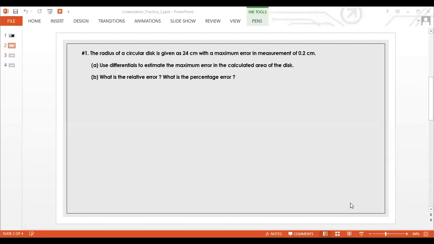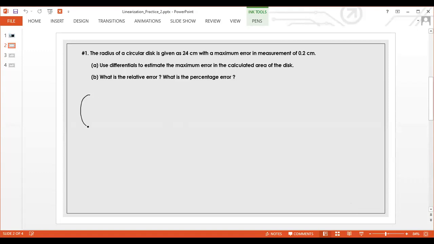Okay, let's take a look at our problems here. We're going to practice 3 problems. And as always, we're going to start with the easiest one, then gradually make the level a little bit more complicated, but it's not too bad. All right, so first, let's take a look. The first problem says the radius of a circular disc is given as 24 centimeters with a maximum error in measuring of 0.2 centimeters.